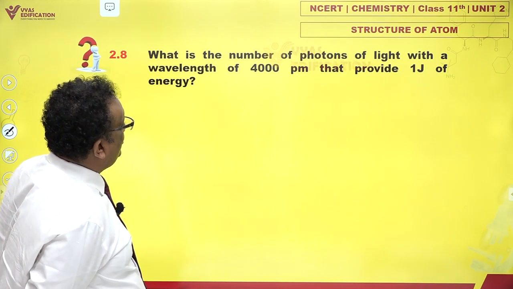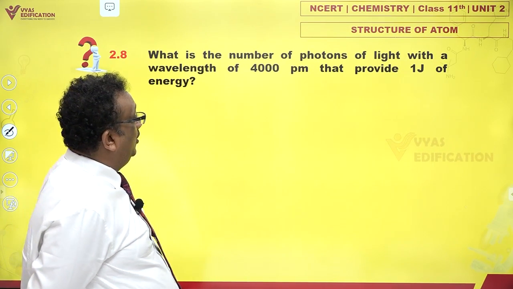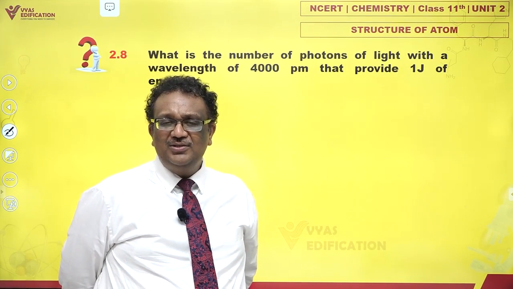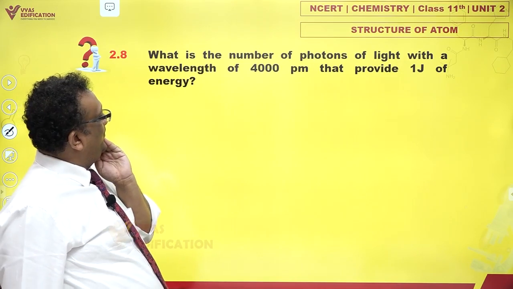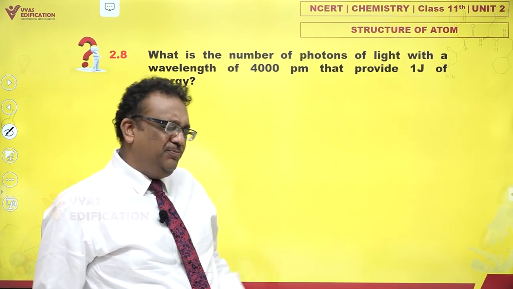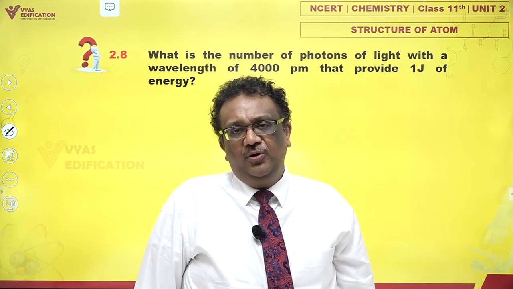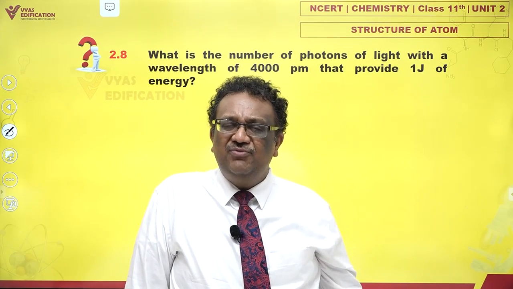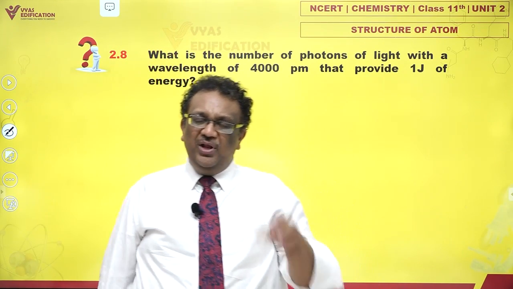What is the number of photons of light with a wavelength of 4000 picometer that provide 1 joule of energy? How can we handle this? Well, we have to find the number of photons, and they should have 1 joule of energy. Now, typically, do you remember what is the magnitude of energy for 1 photon? Is it around 1 joule? No, it's very less, around 10 to the minus 15, 16, 17, 18, 19 joules. I mean, it's a very, very small amount.